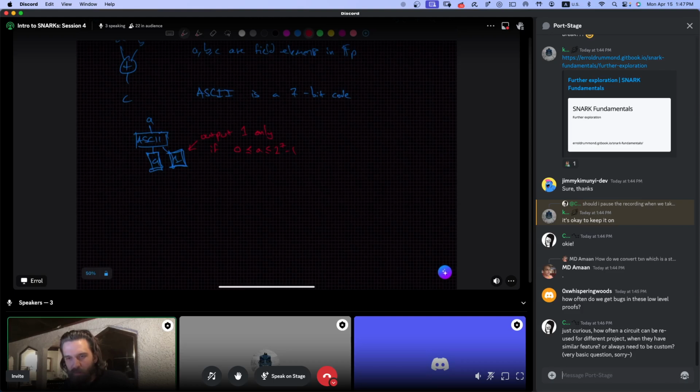So Whispering Woods, when you're asking about bugs in the low-level proofs, are you asking about bugs in the circuit creation or in the zero-knowledge proof scheme implementation?